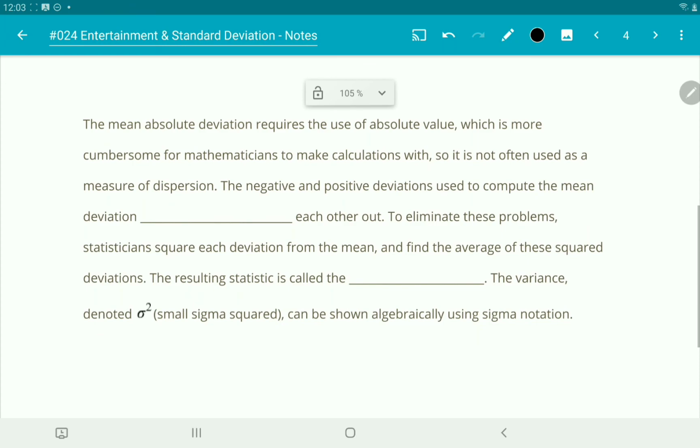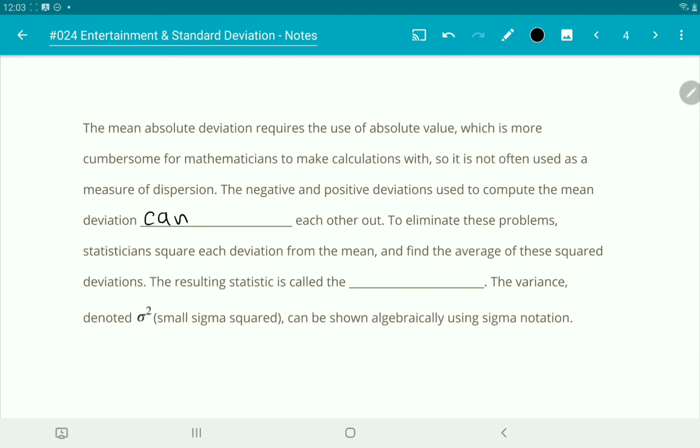So the mean absolute deviation requires the use of absolute value, which is kind of cumbersome or difficult for mathematicians to make calculations with. So we're not often using it as a measure of dispersion in statistics. The negative and positive deviations used to compute the mean deviation actually canceled each other out. So we got 0 every time.